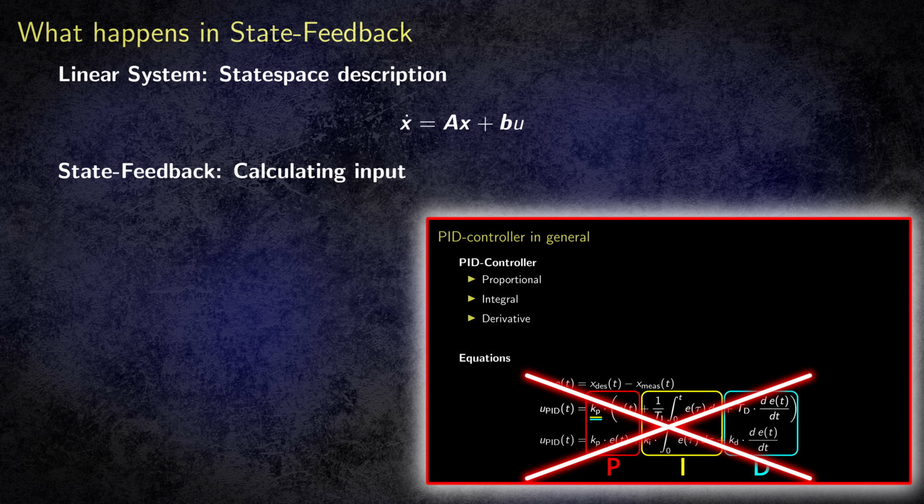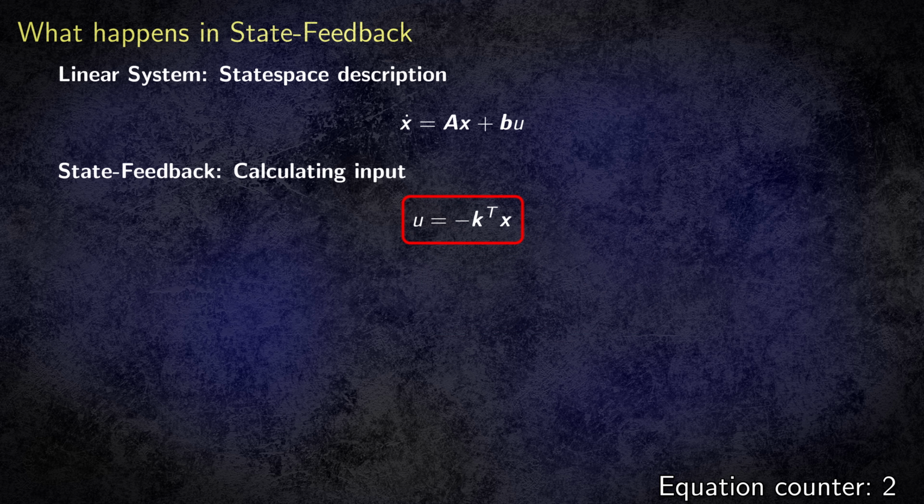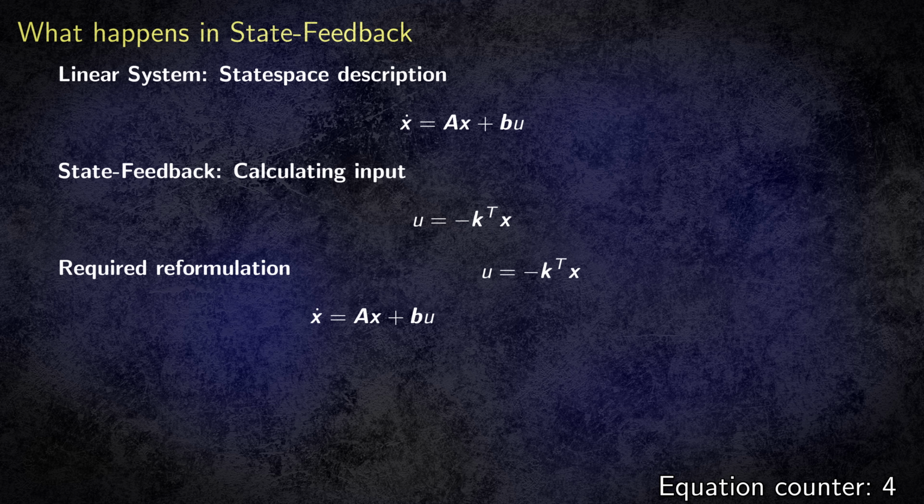If we introduce a state feedback controller, we no longer calculate the input based on a single error like we would do in a PID controller. Instead, our input is a linear combination of the error that exists in all states, weighted by our gain vector K. On its own, this equation does not tell us anything about how it works. The key step is to insert this feedback law into the original system equation.